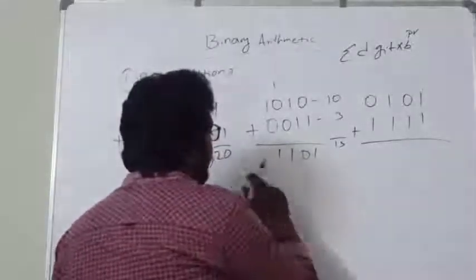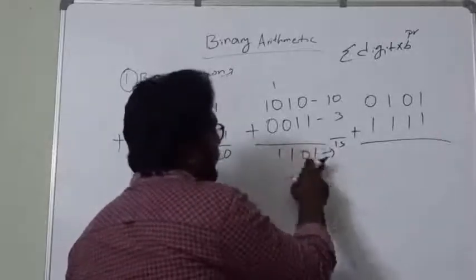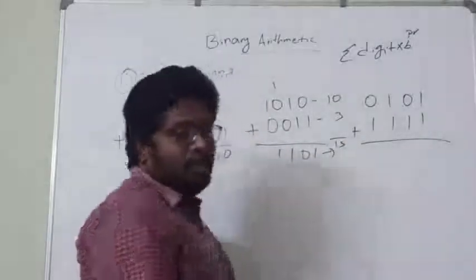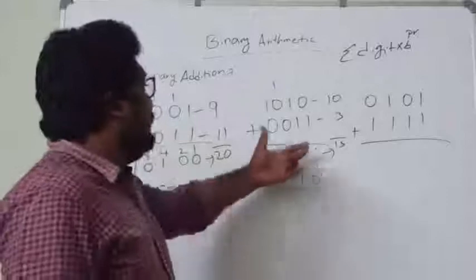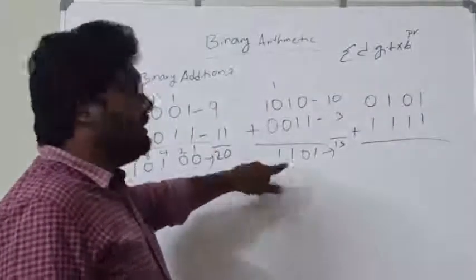So here 8 plus 4 is 12. 12 plus 1 is 13. So this is the binary equivalent for the decimal number 13. So we got the resultant for these two binary numbers as 13, right?